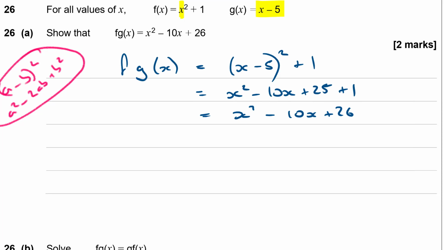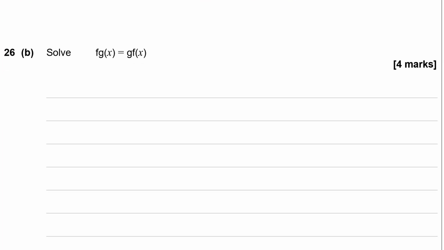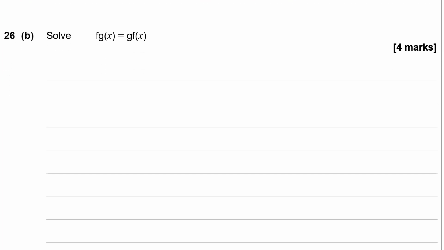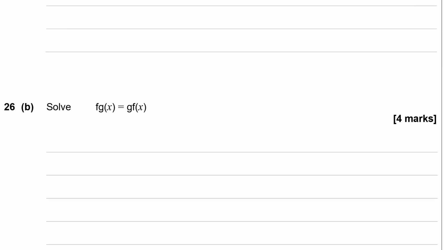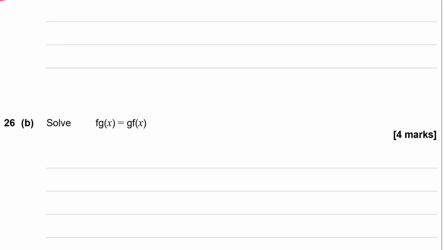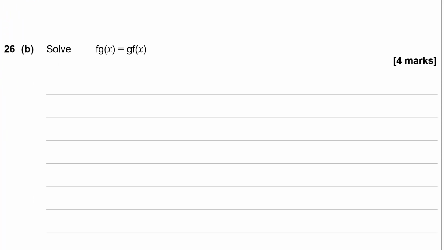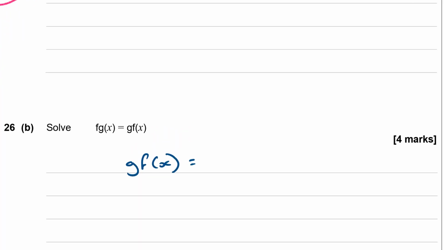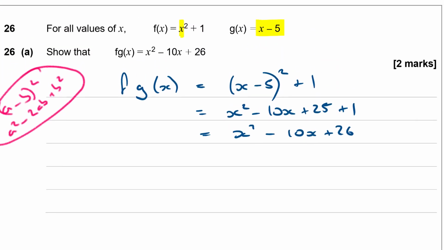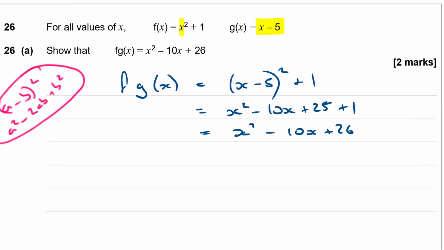So, done. Now part B says solve fg of x equals gf of x. We've already worked out what fg of x is. What's gf of x? Well, we take our function f of x and we feed it into our g of x. So this time round, our x is here and we're going to replace it with this expression. So that is going to sit where that is in there.